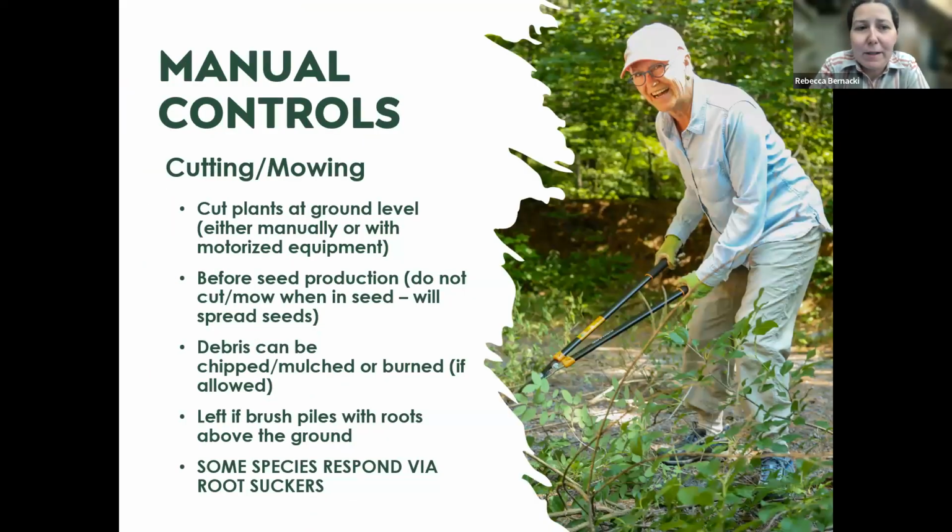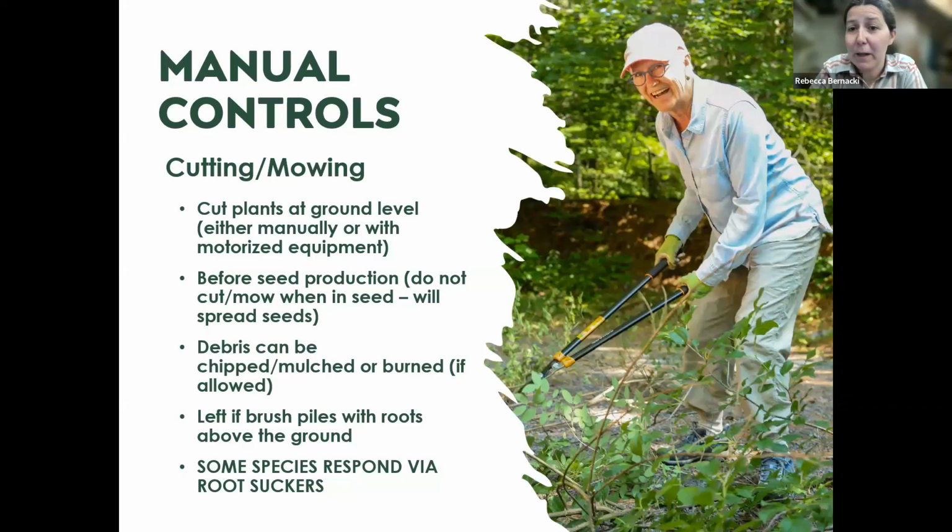Another mechanical option is cutting or mowing. A lot of plants can be managed with cutting or mowing, and we can do this by cutting or mowing the plant at ground level, either manually with our loppers, as you can see in the picture, or with motorized equipment such as a weed whacker or a lawnmower. However, we want to be really, really careful to do this before seed production.